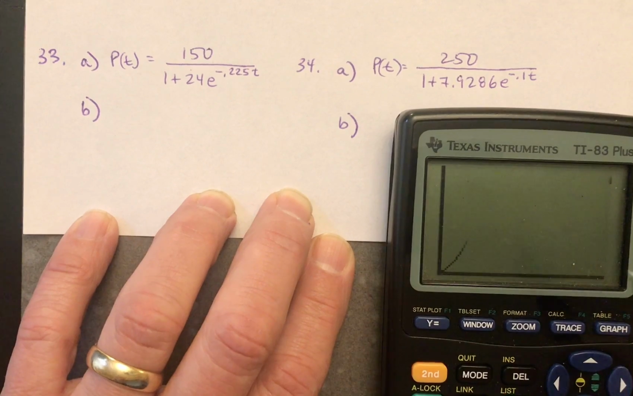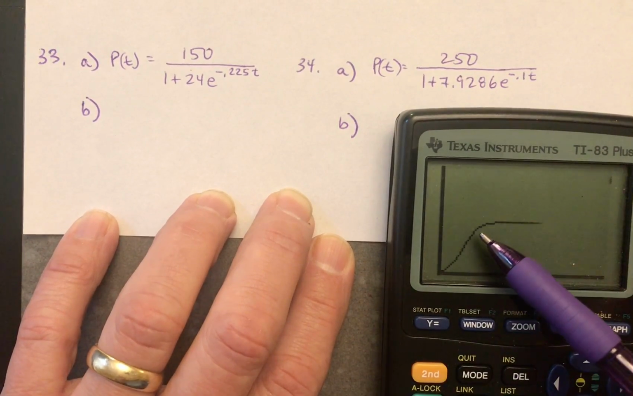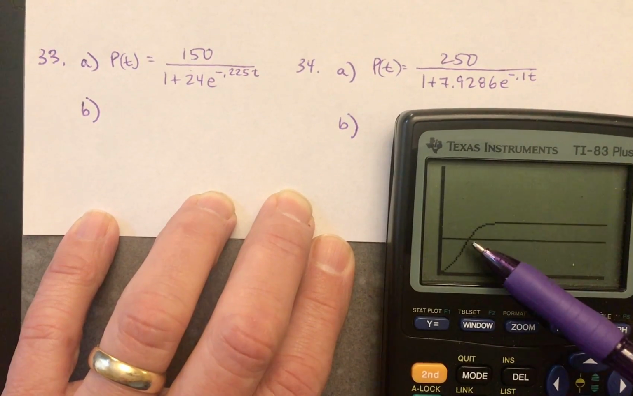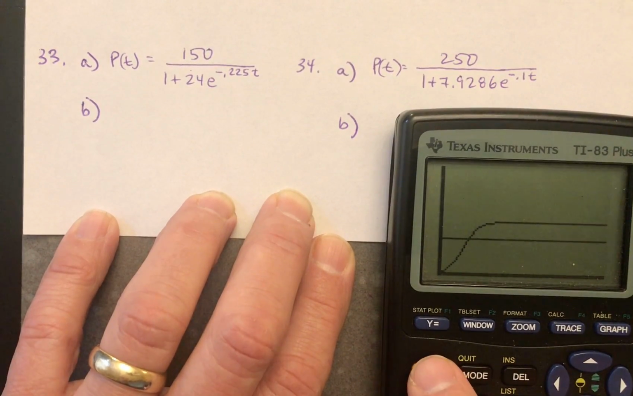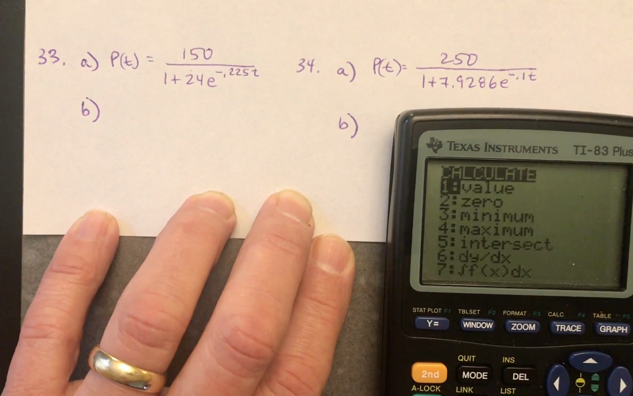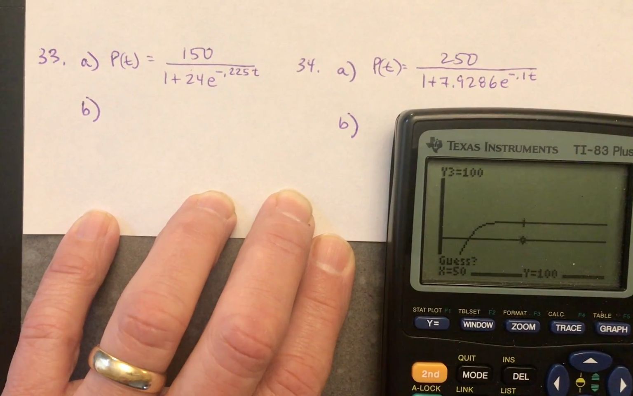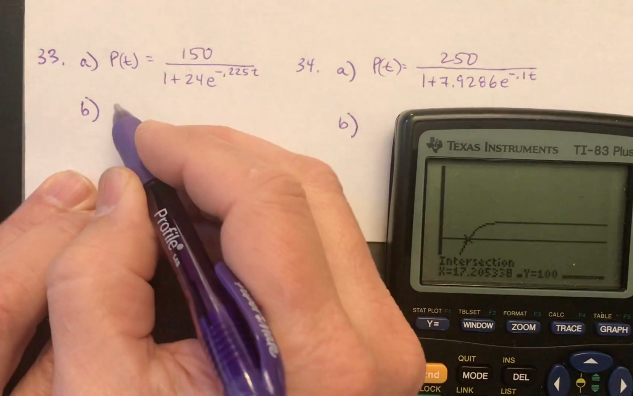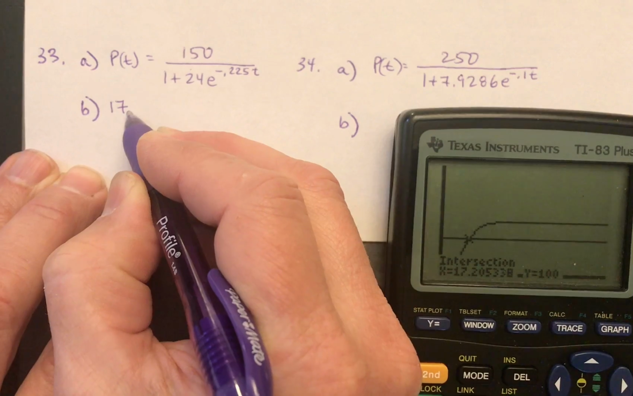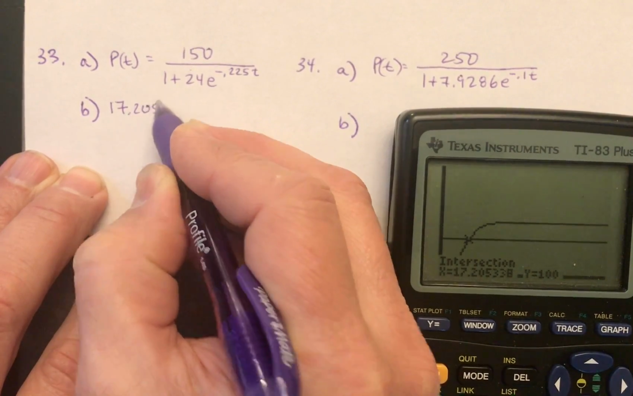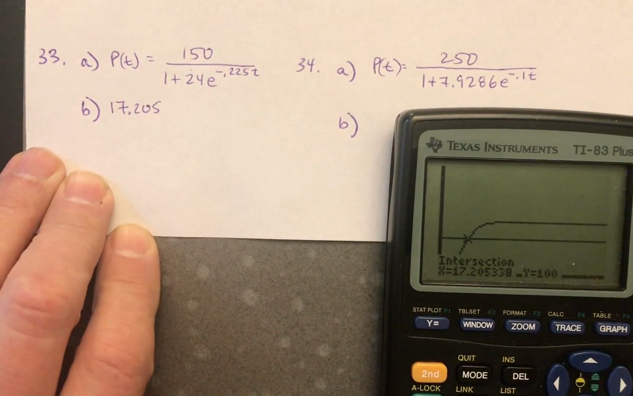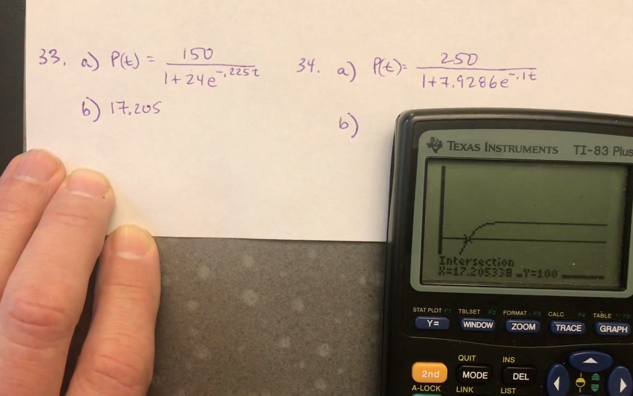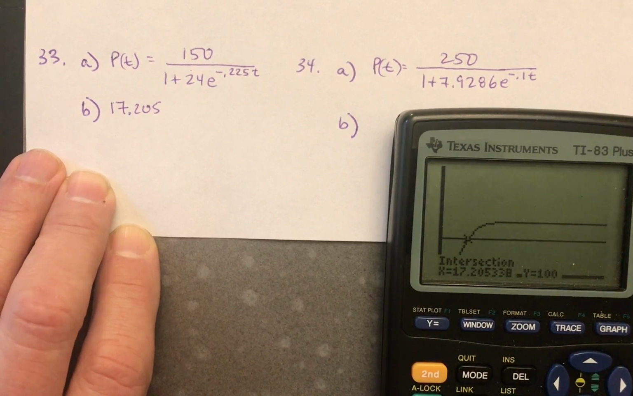So when I hit graph, you can see how it looks exponential, and then it starts to level off here. And then here comes my horizontal line, and I just need to find that point of intersection. So if I hit second trace, intersect, and then I can get that point. So for the first part, it would be about 17.205. And in this case, we are talking about the amount of time is in weeks. So this is just a little bit over 17 weeks.